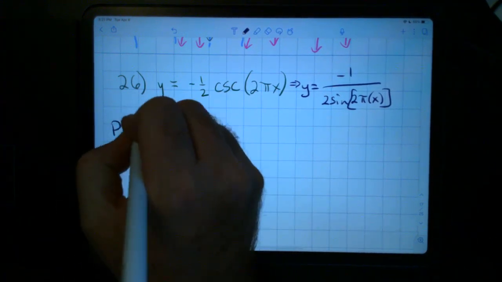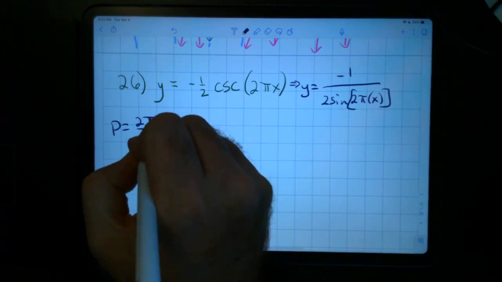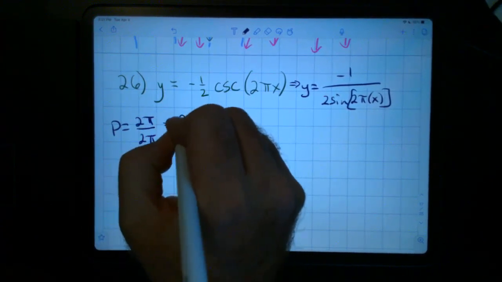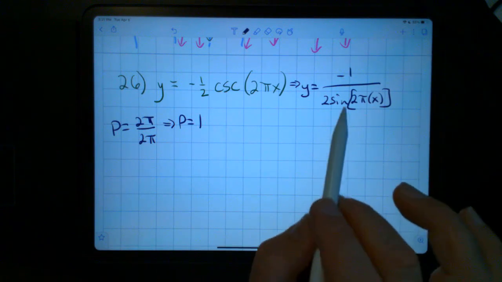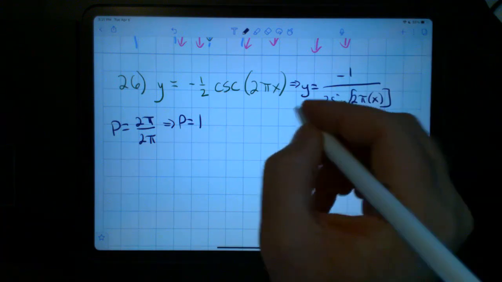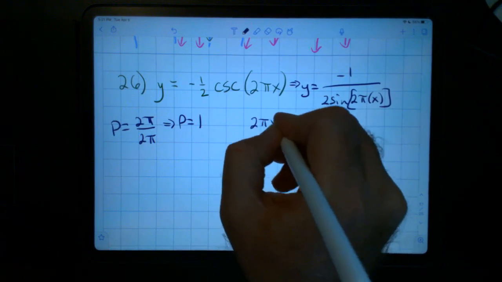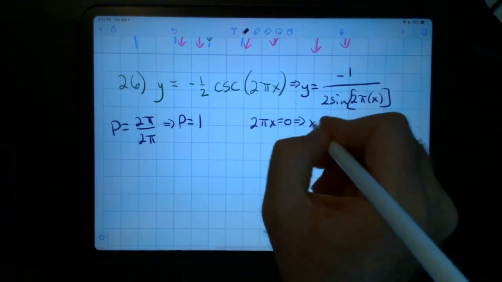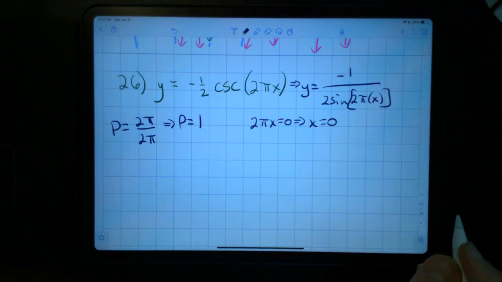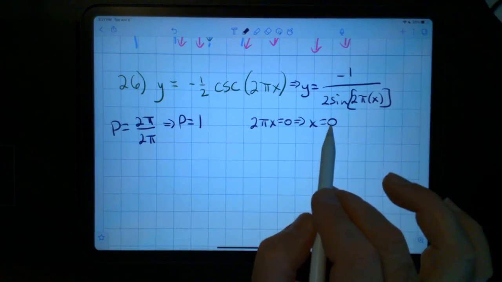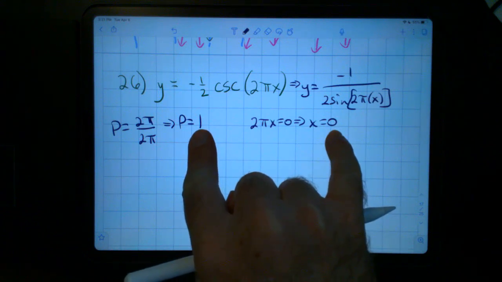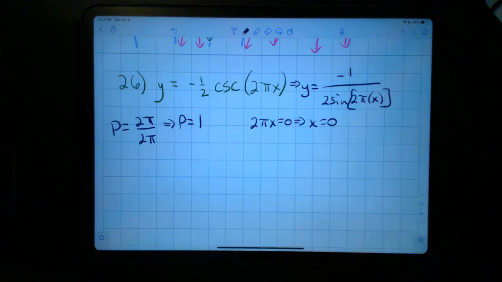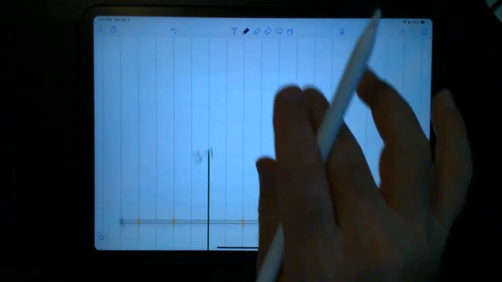so the period is going to be 2 pi over b. So this period is going to be 1. When does the denominator equal 0? Well, that's when 2 pi x equals 0. This implies that x equals 0. So at x equals 0, we have an asymptote. And at 1/2 an asymptote, 1 asymptote, 3/2 asymptote. Let's deal with this period part first.